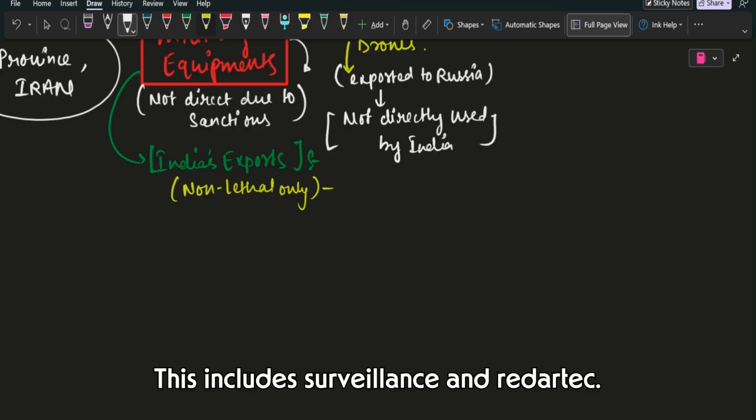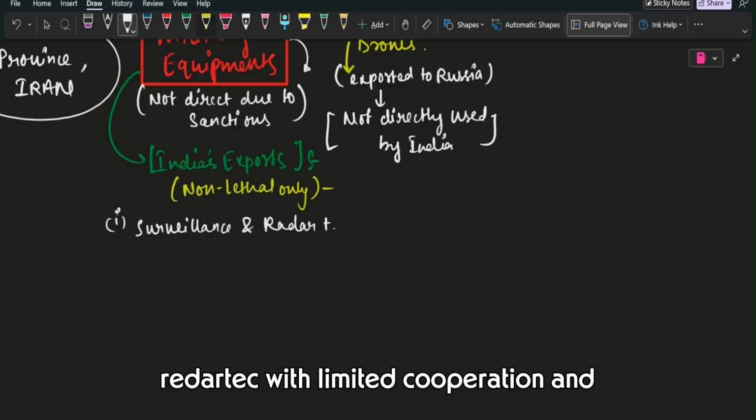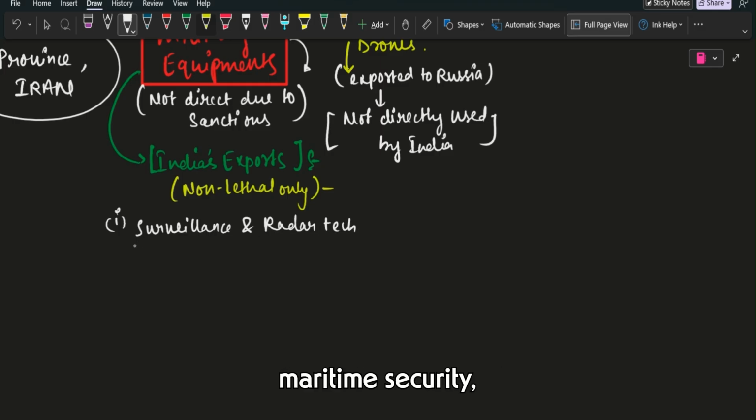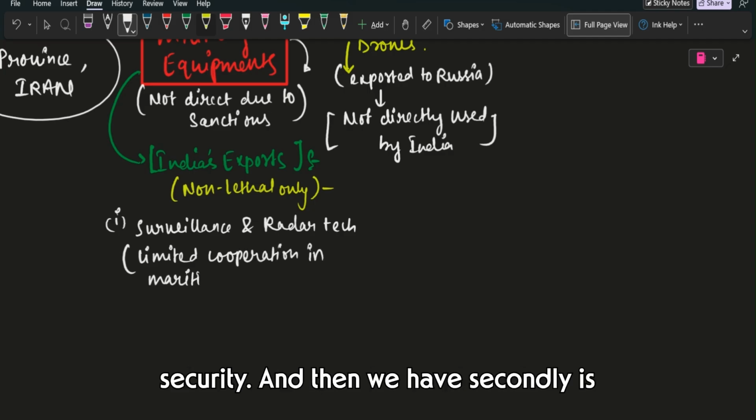This includes surveillance and radar tech. First of all, surveillance and radar tech with limited cooperation in maritime security.